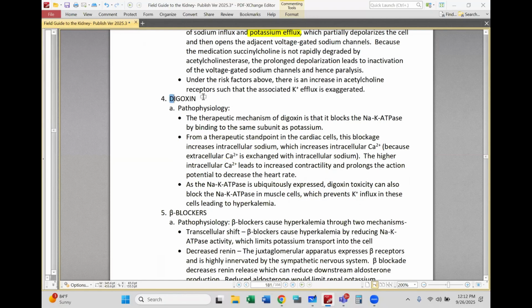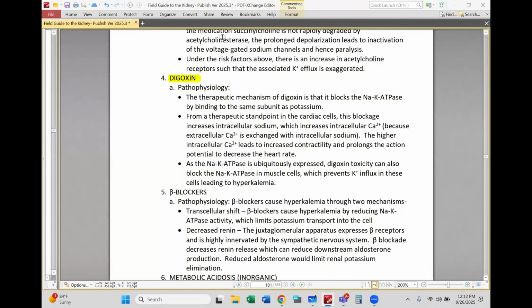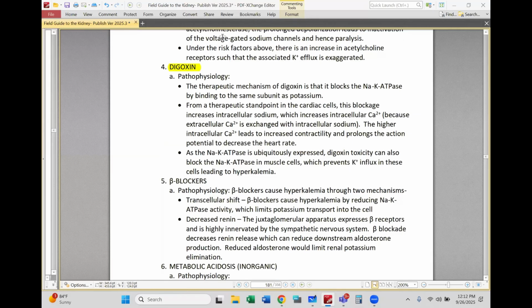Let's move on to digoxin as a cause. That is another example of transcellular shift as a main cause of extracellular K excess. Remember, this is not a total body K excess. This is simply K is in the wrong place, right? Instead of being predominantly in the ICF, there's a disproportionate increase. There's a relatively significant increase in ECFK content, which is manifest as hyperkalemia.